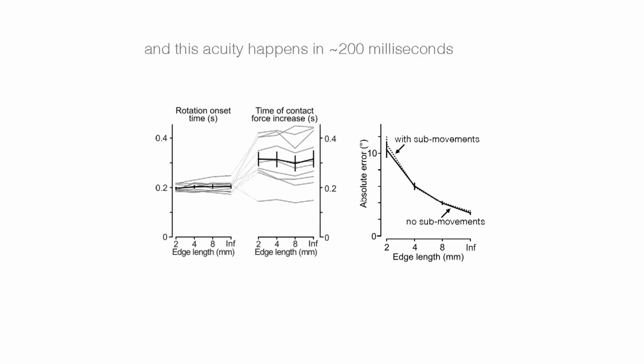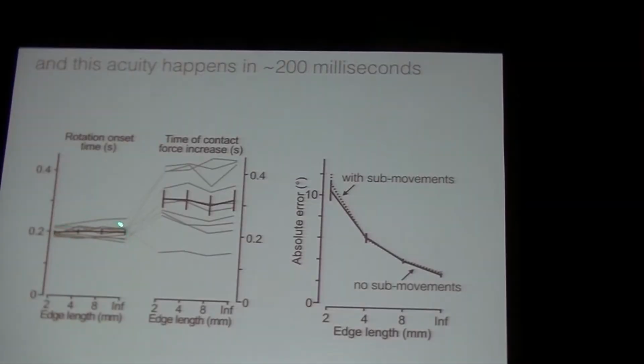I don't have too much time to go over this point, but just to say that it's not just that the system is acute, it's that the system is incredibly fast. And so here again, I'm just showing you what I pointed out qualitatively in words, that people start to rotate the dial around 200 milliseconds after they touch it. And they do that even before they reach their steady state contact force.